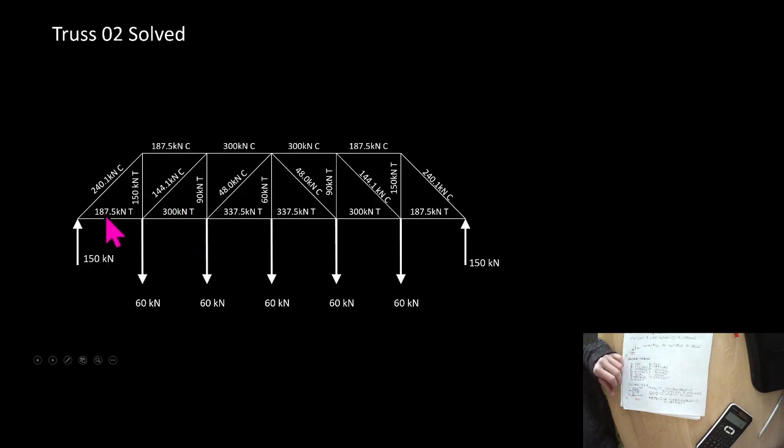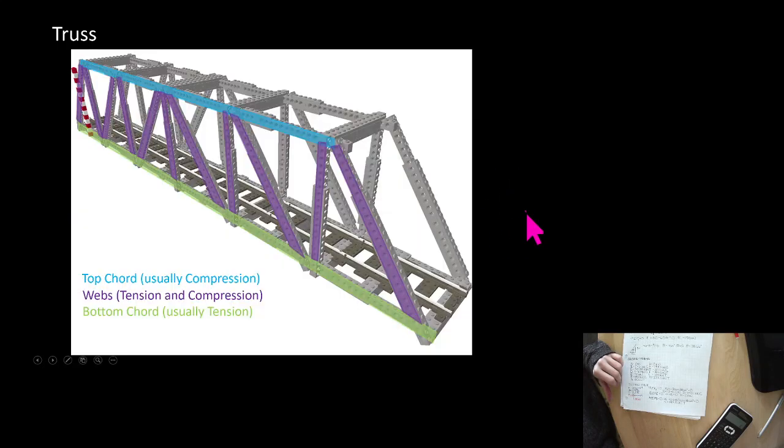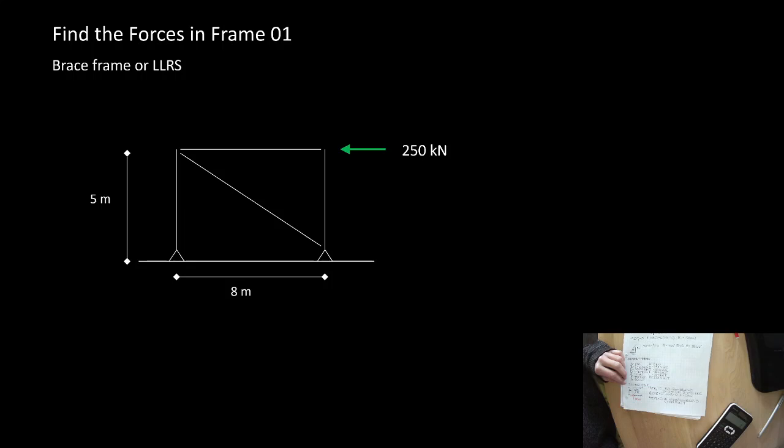Let's take a look. All of these bottom chord members were in tension, all of these top chord members were in compression, and these web elements varied. So that's a pretty standard way to look at trusses. So here that is all worked out.